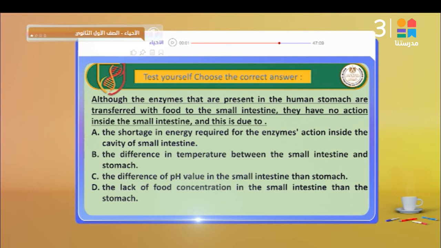Number A, the shortage in the energy required for the enzyme actions. Is this logical? Take your time. B, the difference in temperatures between the small intestine and the stomach. Is this logical? The temperature in the whole body is constant, 37 Celsius degrees. No difference. That's right. C, the difference of pH value in the small intestine than the stomach. I think it's right. D, the lack of food concentration. Take your time and give me answers independently. The best answer is C.